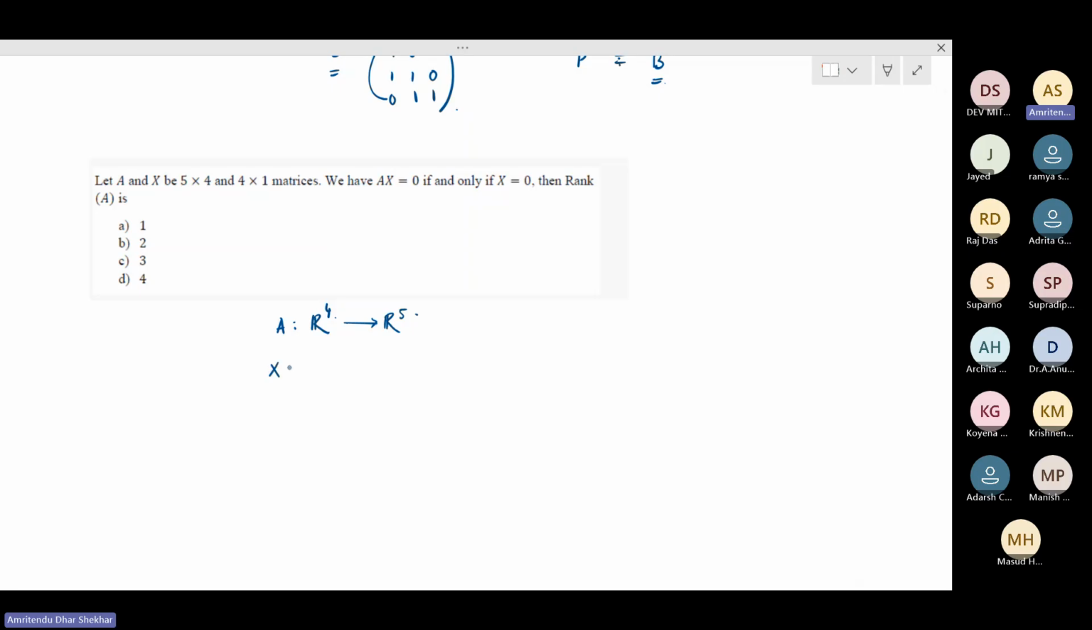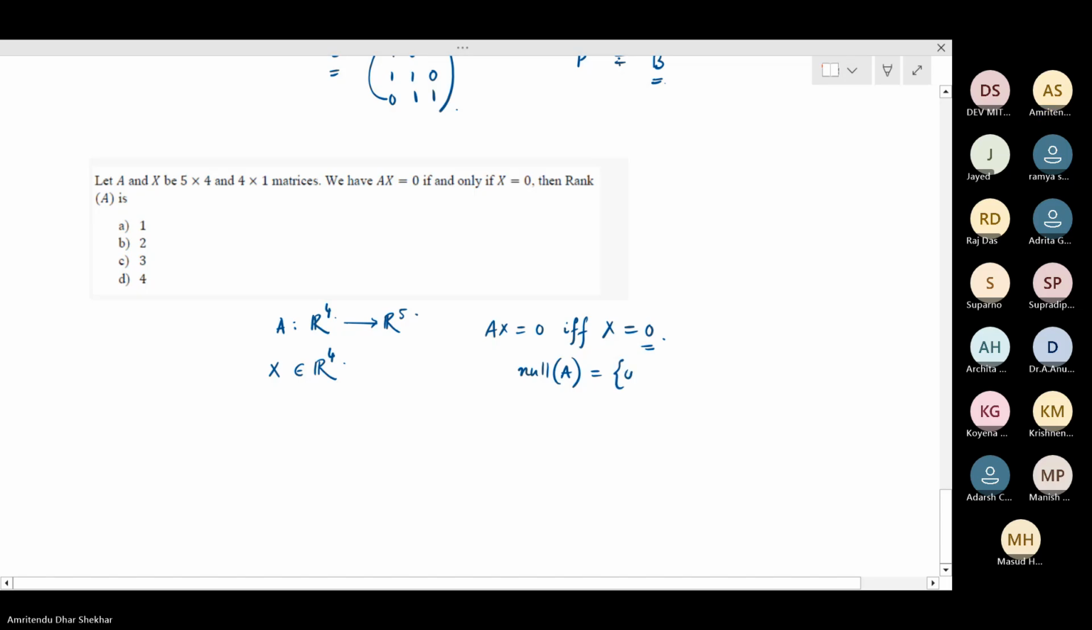X is basically a 4x1 matrix, so you can just think of X as being an element of R4. Now it is given to us that AX equal to 0 if and only if X equal to 0. What does this mean? It means that the nullity of A is just equal to 0. So A is a full rank matrix, so A must be a rank 4 matrix.